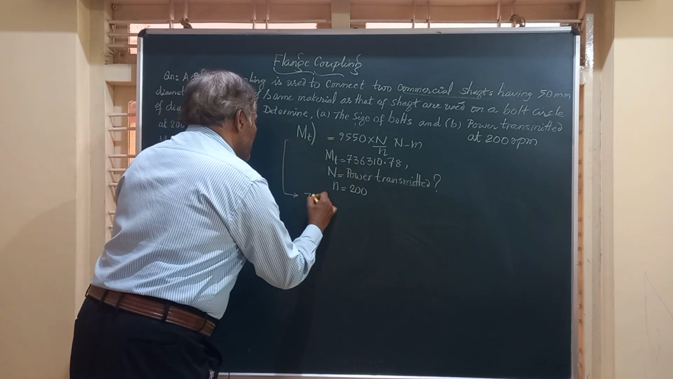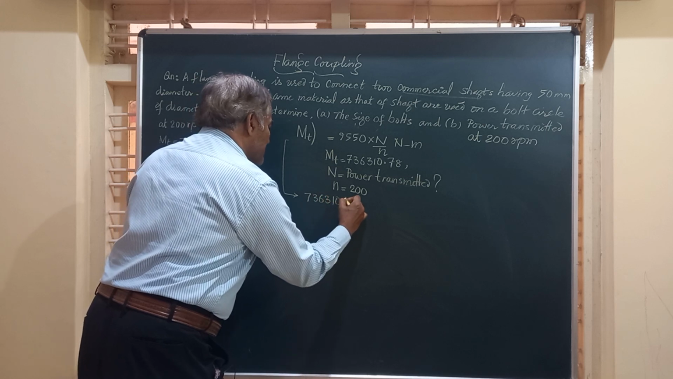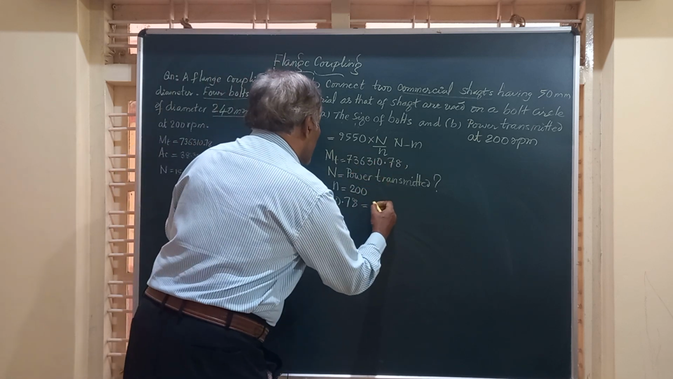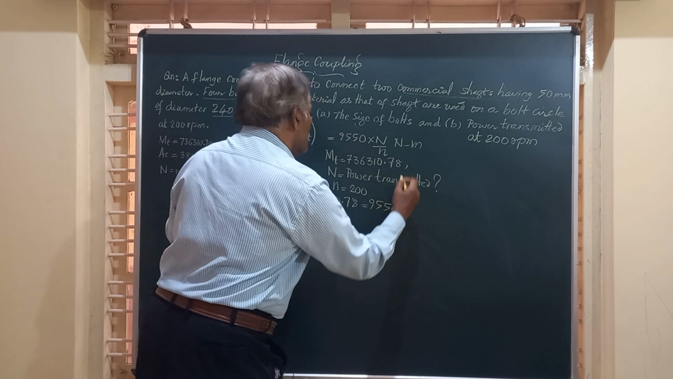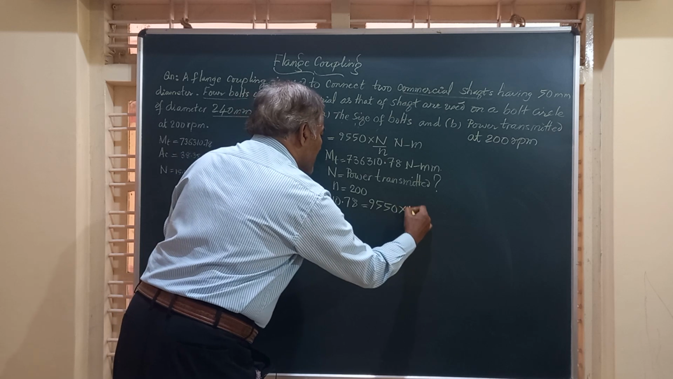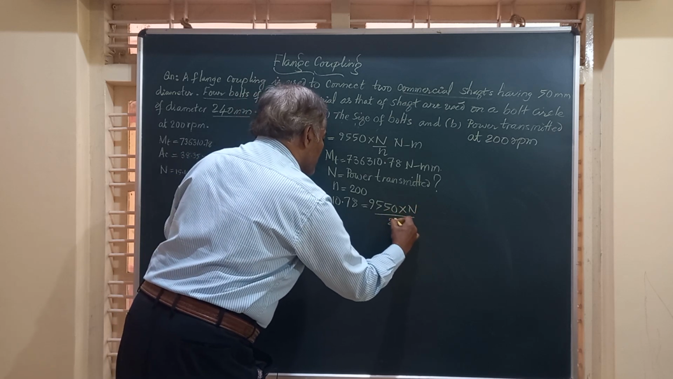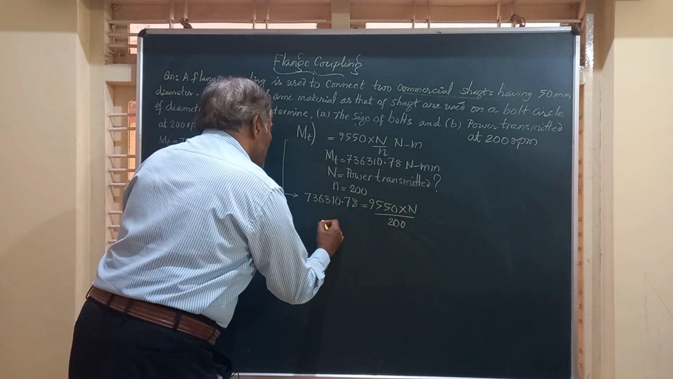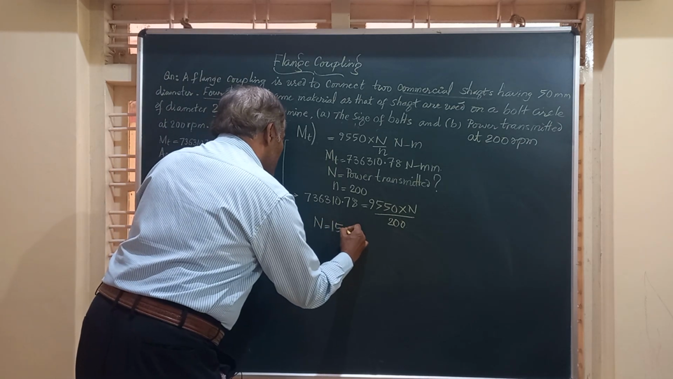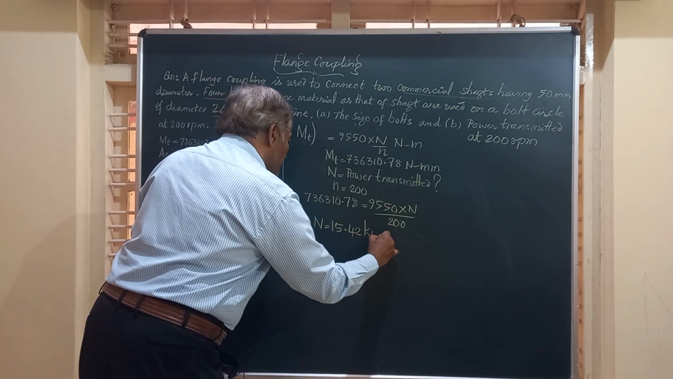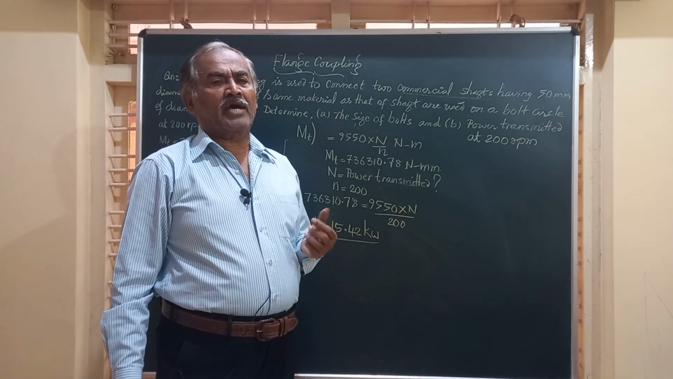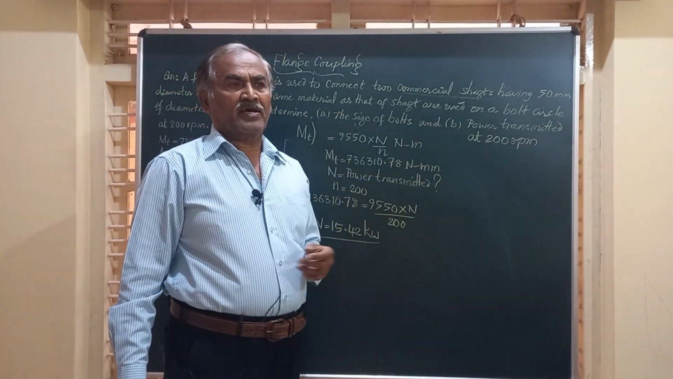We will get 736310.78 as the torque transmitted, is equal to 9550, this is in Newton millimeter, we will write down, into power transmitted divided by RPM. Friends, if you simplify, this works out as power N equal to 15.42 kilowatts, kW. And this is the power that is transmitted by this coupling having 50 millimeter shaft diameter.